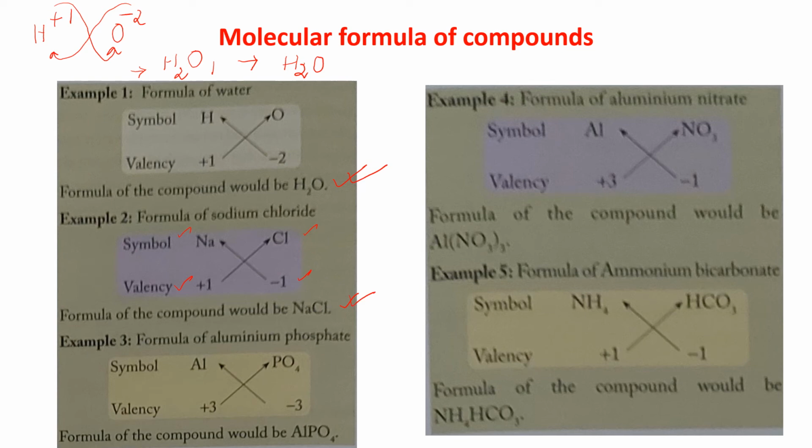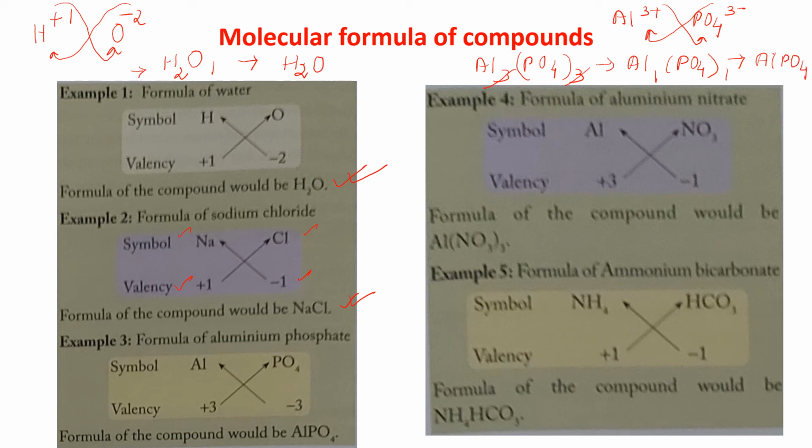Aluminium phosphate. The symbol of aluminium is Al, valency is 3+. PO4 is the symbol for phosphate with the valency -3. You have to crisscross. If you are interchanging the valencies, you are getting Al3 and (PO4)3. These all are together, so we will keep it in a bracket and then 3 will come. And this 3 and 3 gets cancelled. So we are getting Al1 and PO4 1. As you know that 1 we are not writing. So the formula of aluminium phosphate is AlPO4.